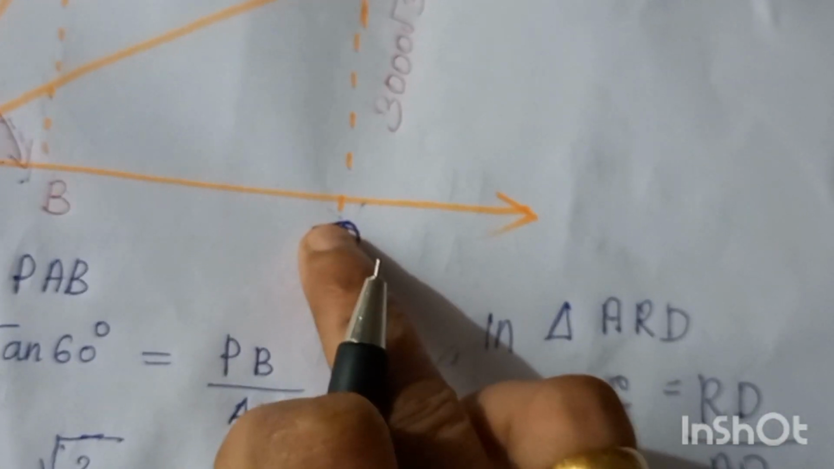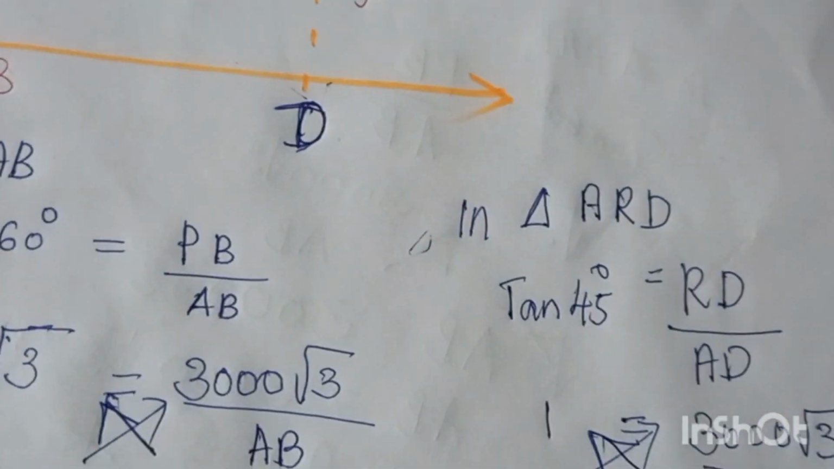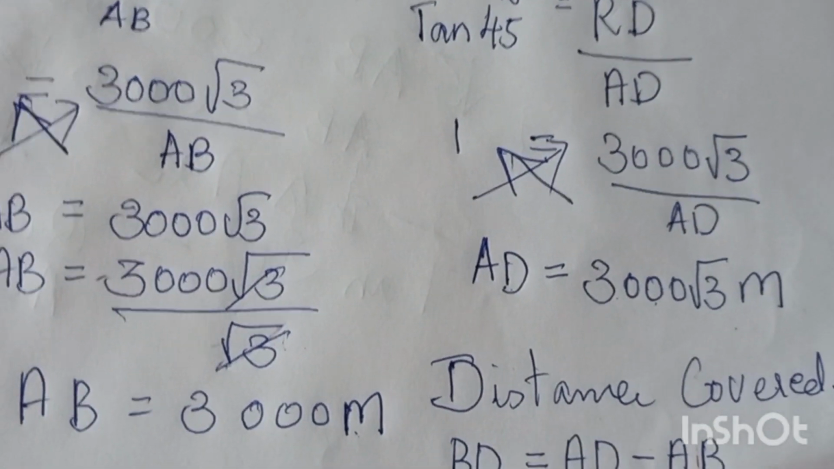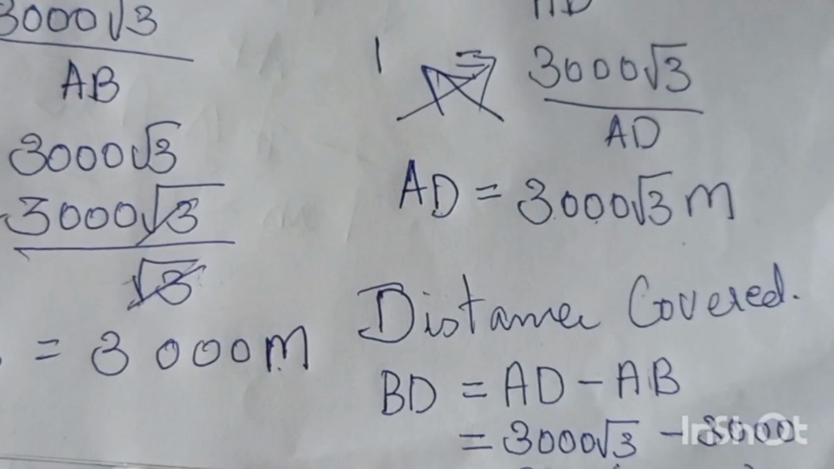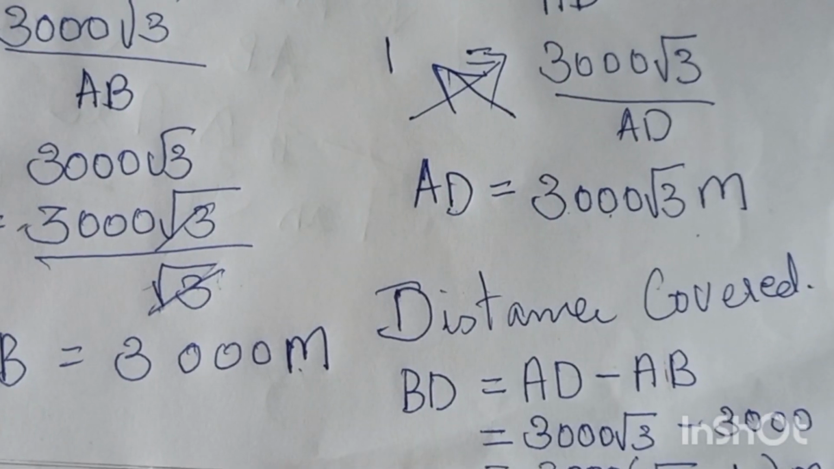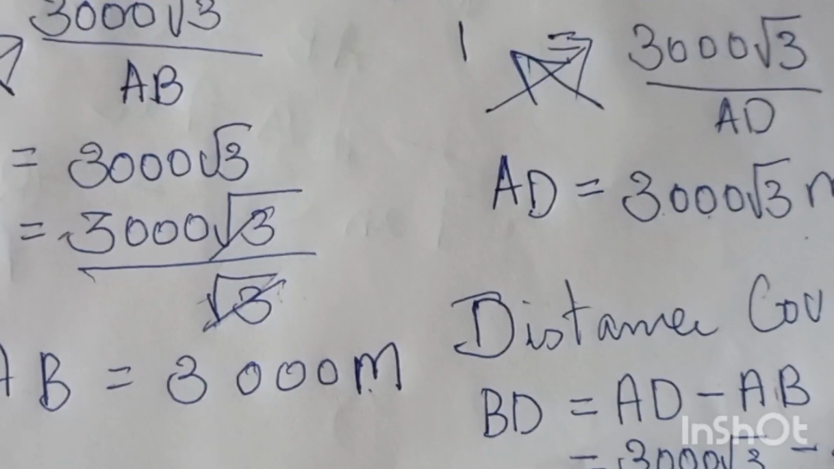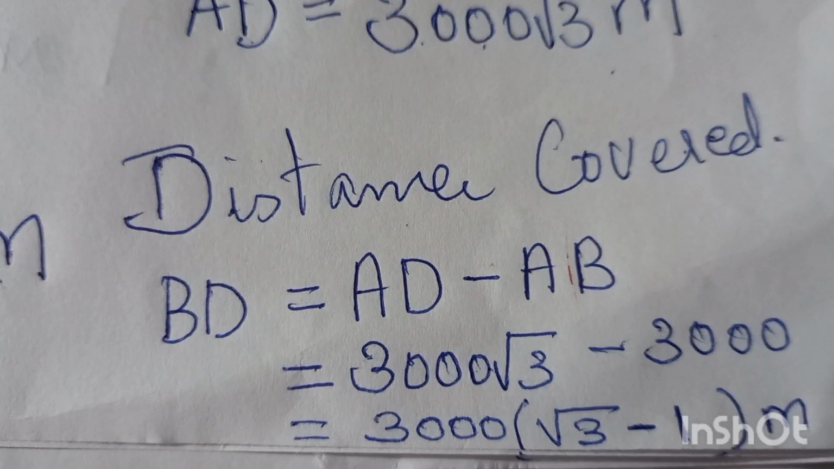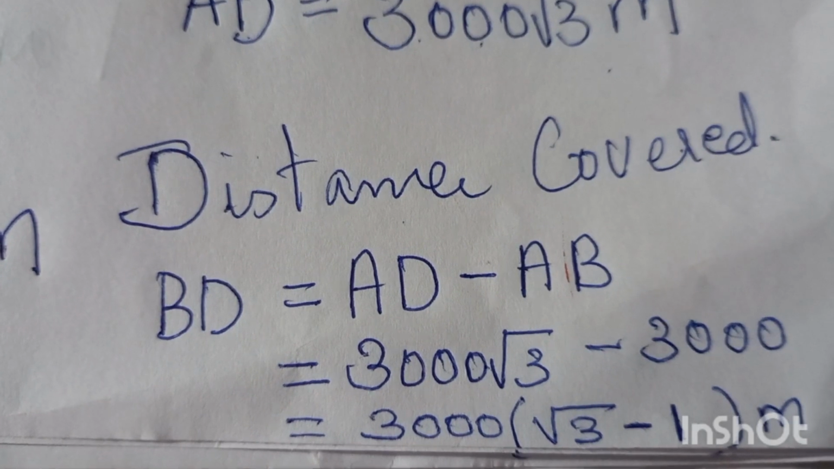Distance covered is equal to this distance BD. This is the distance covered. How will you get it? AD minus AB. So AD is how much? We get 3000 root 3 meter. So 3000 root 3 meter minus AB is equal to 3000. So we have to take 3000 in bracket common, root 3 minus 1 meter. BD is equal to 3000 bracket root 3 minus 1 meter.